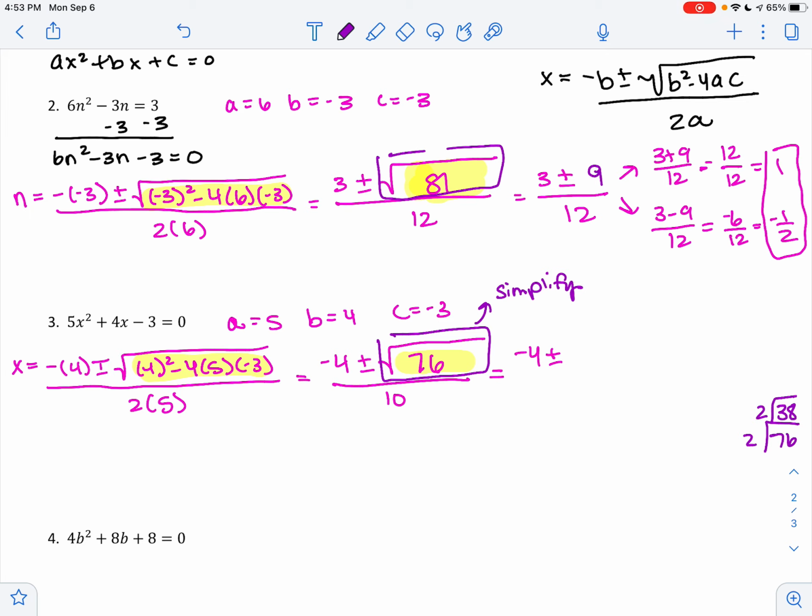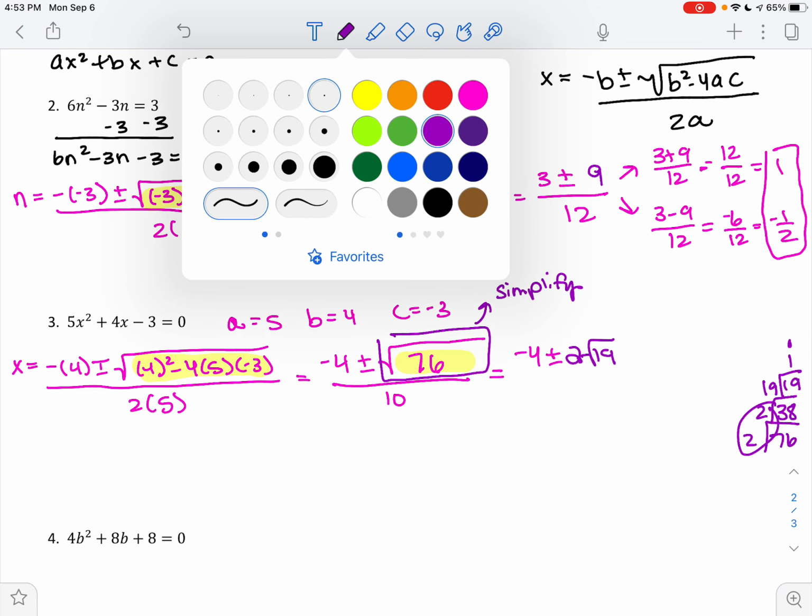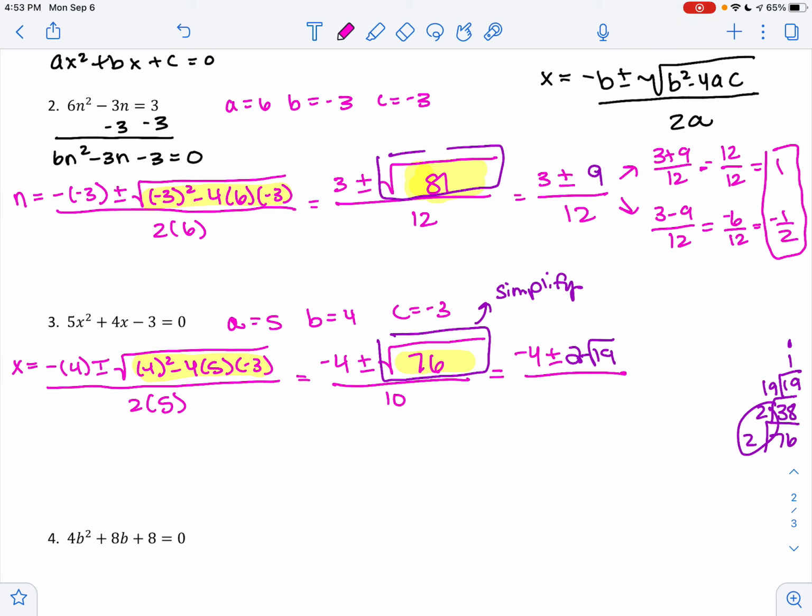The smallest prime number that goes into 38 is 2. 2 goes into 38 19 times. 19 is a prime number. I have a pair of 2's that will leave the square root symbol. 19 doesn't have a pair, so 19 will stay inside the square root symbol. And then I'll bring over my 10. Negative 4 and 2 square roots of 19, these are not like terms, so I can't combine them.